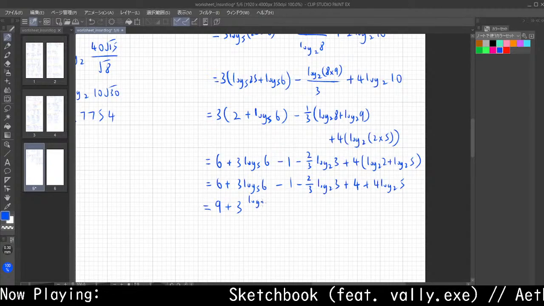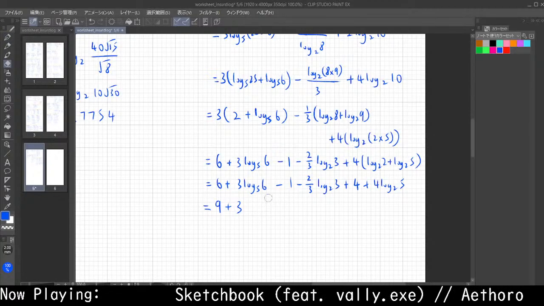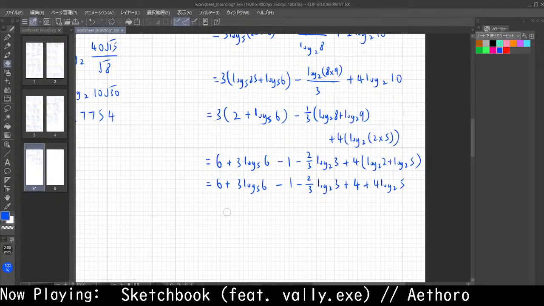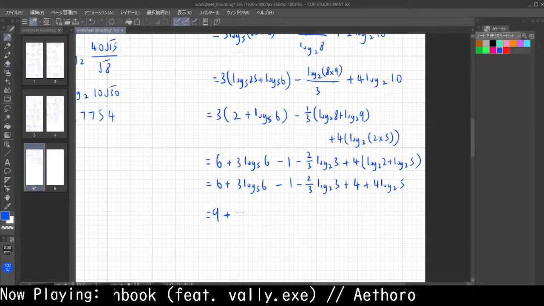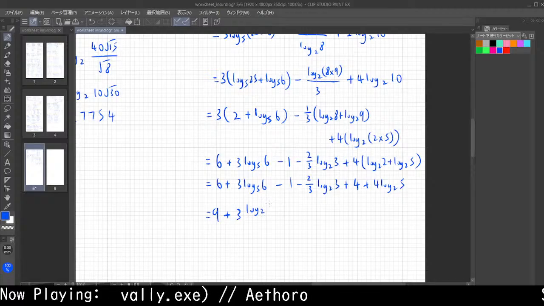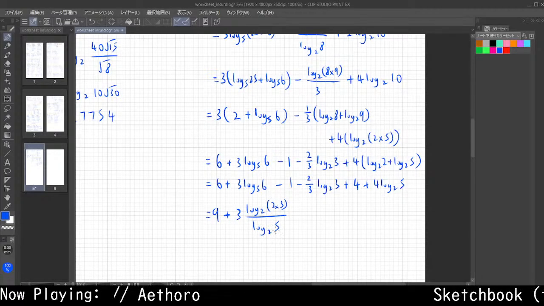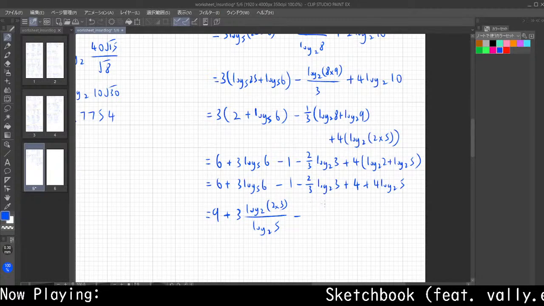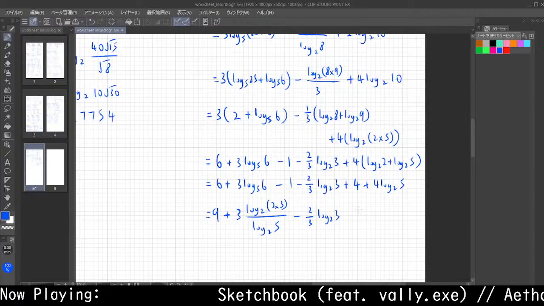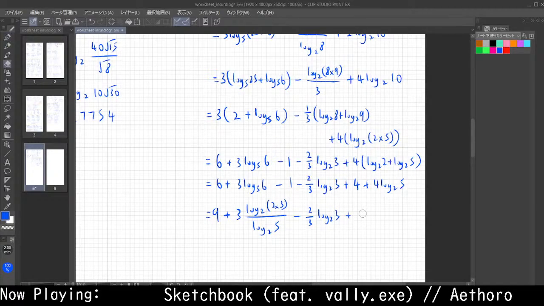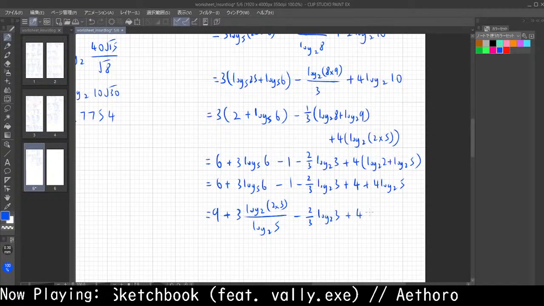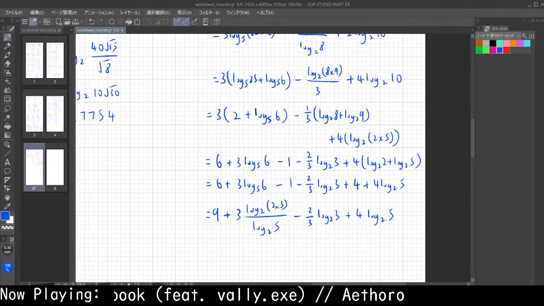I will attempt to do something very annoying. This is going to take me some time. 3 log base 2 6 is 2 times 3 over log base 2 5, minus 2 over 3 log base 2 3, plus 4 log base 2 5.